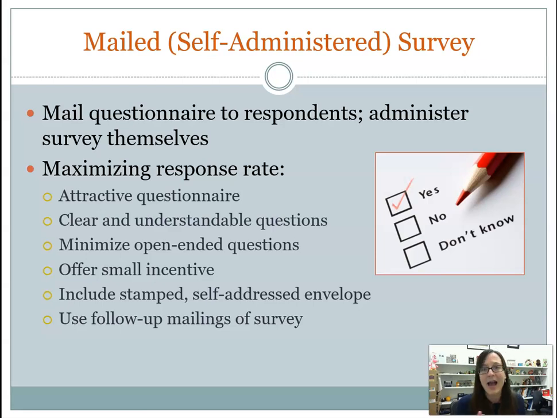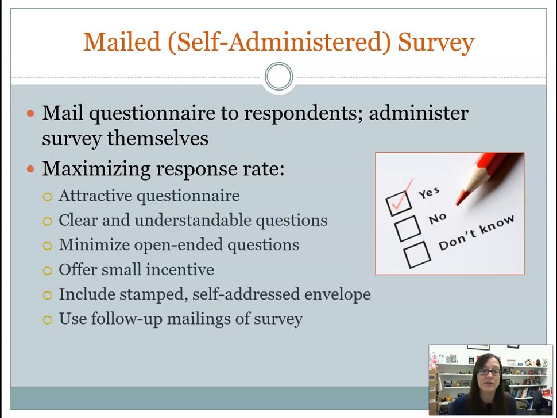So if only, say, half the people send it back, then the people that took the time to send it back are different in some way from the people that didn't. And that's not what you want. You want a representative sample that represents your population. So you want to maximize the response rate for any of these types of surveys.